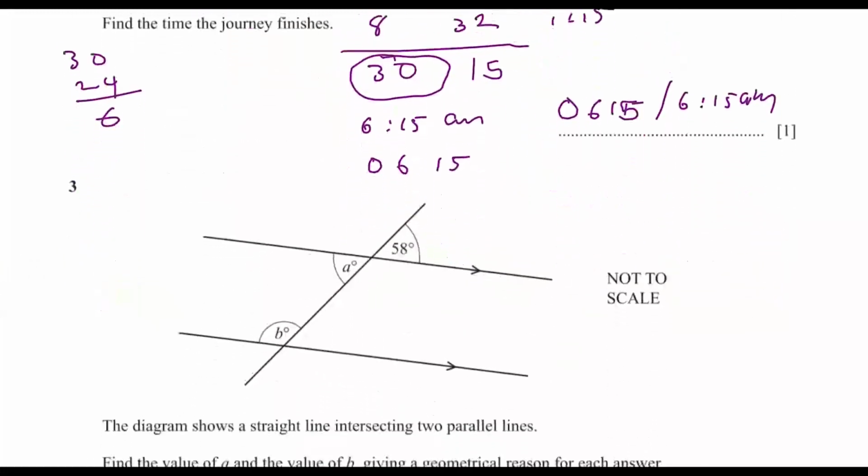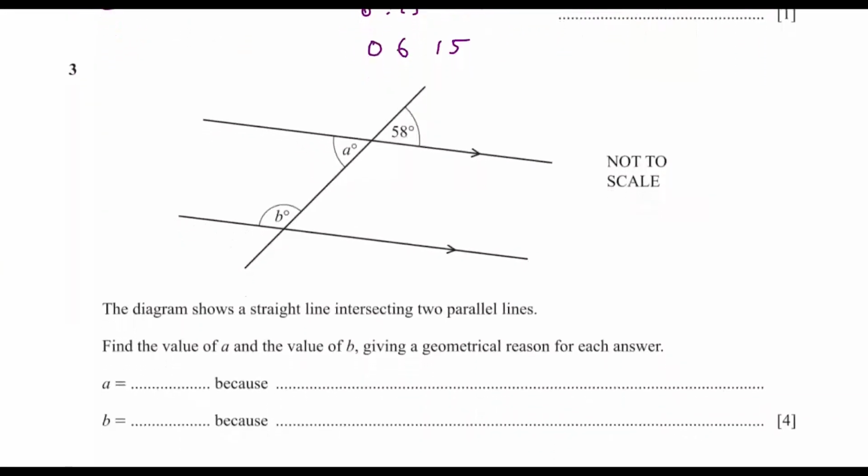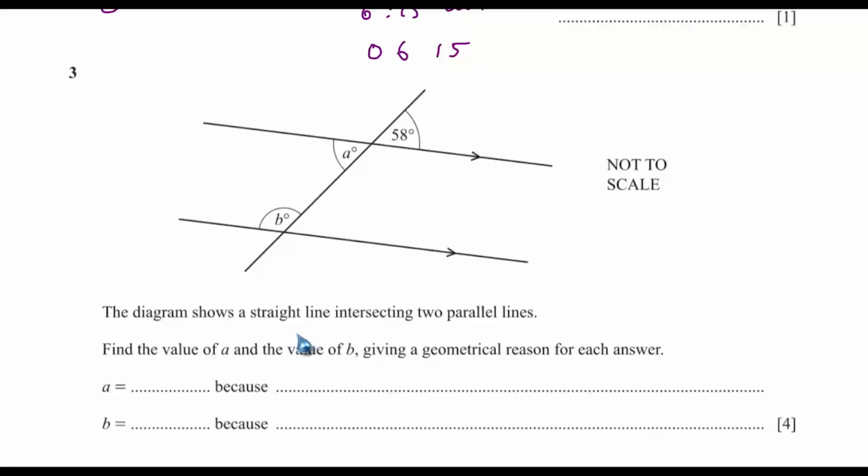Let's go to the next question. The diagram shows a straight line intersecting two parallel lines. Find the value of A and the value of B, giving a geometrical reason for each answer. So A is equals to 58. The reason being vertically opposite angles.